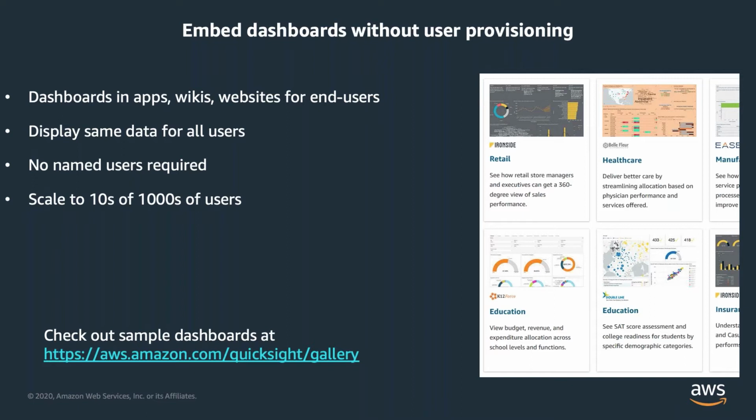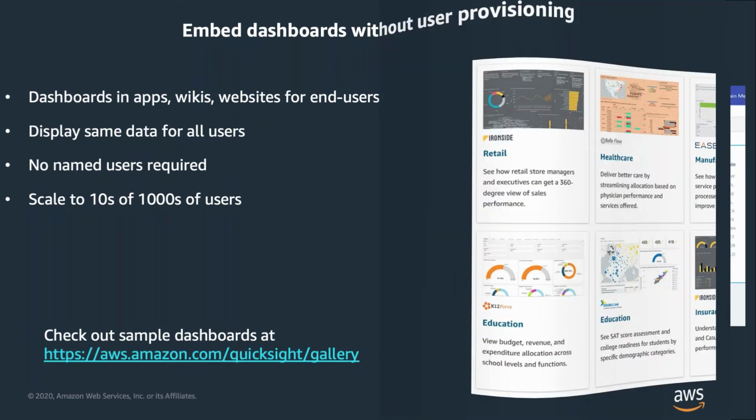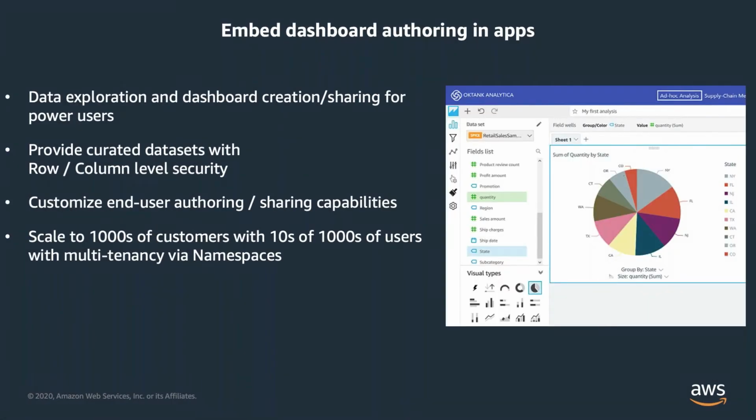Now, examples of anonymous embedded dashboards could be public statistics, for example, within a country or a city, or a dashboard of company-wide statistics available to all users who need to come in and view that data every day, every hour. Then we have our session embedding.